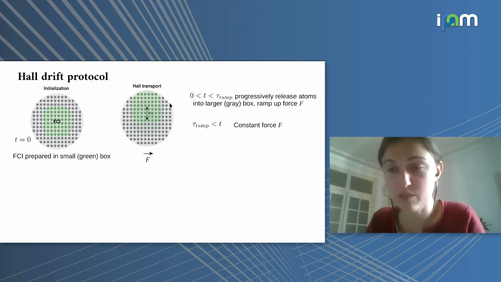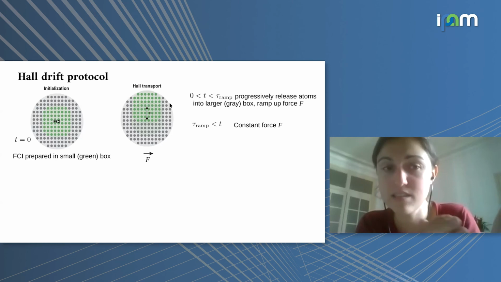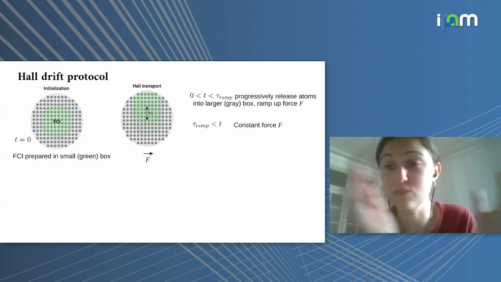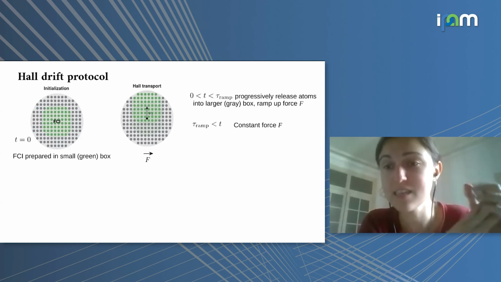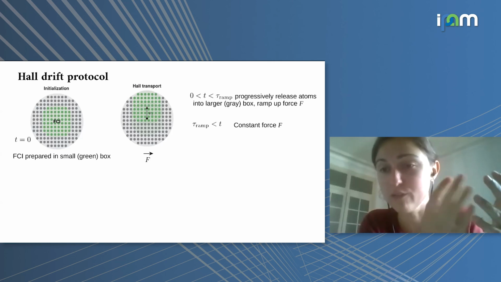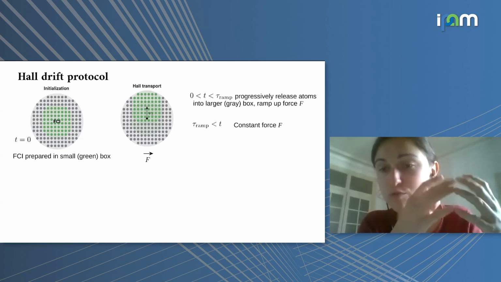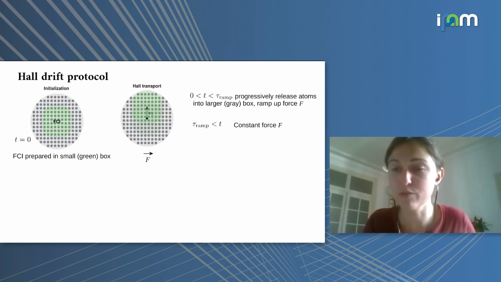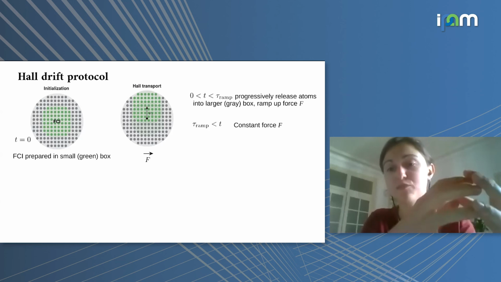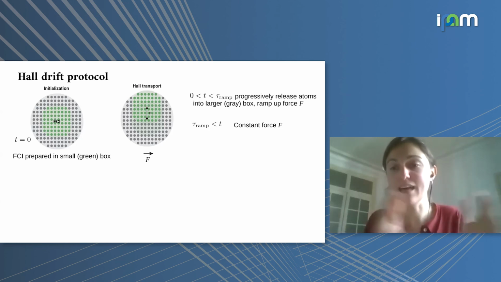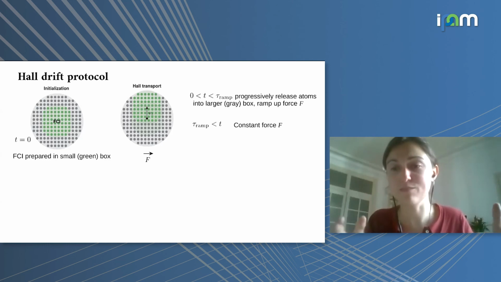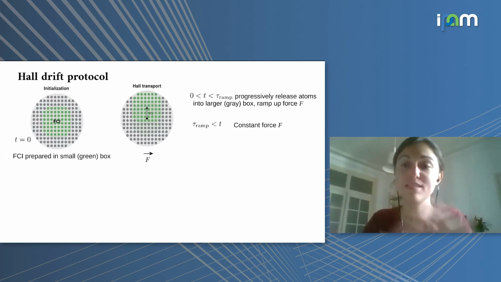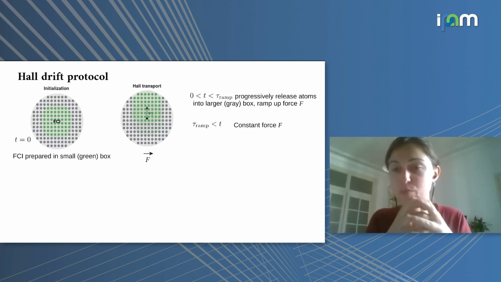So the reason we embed this fractional Chern insulator inside a larger lattice is just so that once we add the force we don't want to probe, we don't want the atomic cloud to bounce against the boundary of the system. We basically don't want the cloud to see the edge of the system at all. So you need to make it large enough that, for the times that you are considering, the system looks infinite to your small green fractional Chern insulator region.